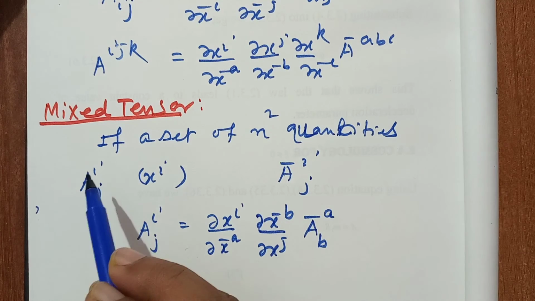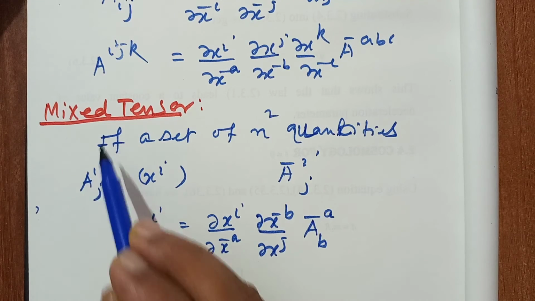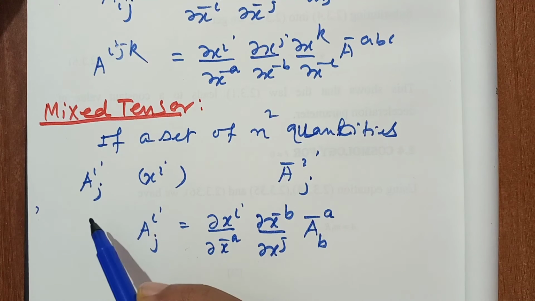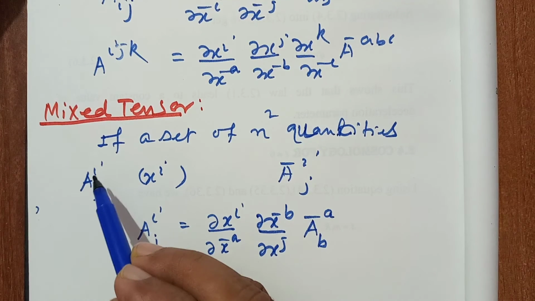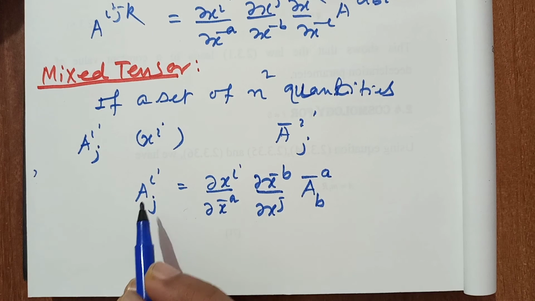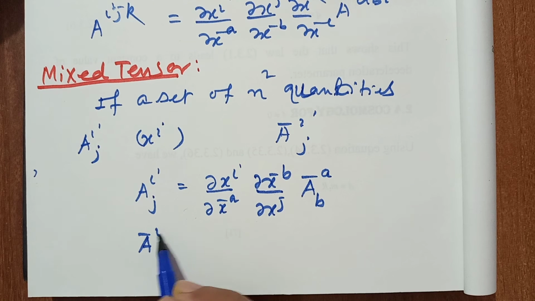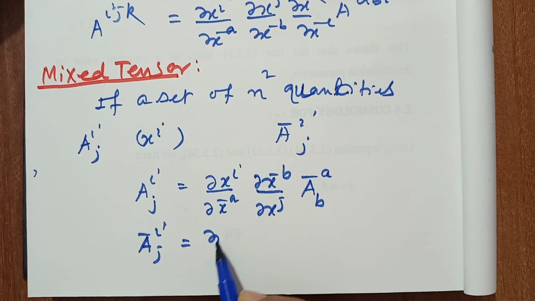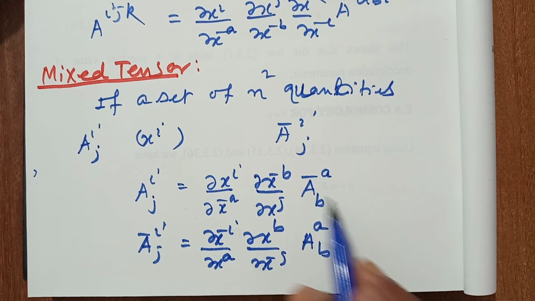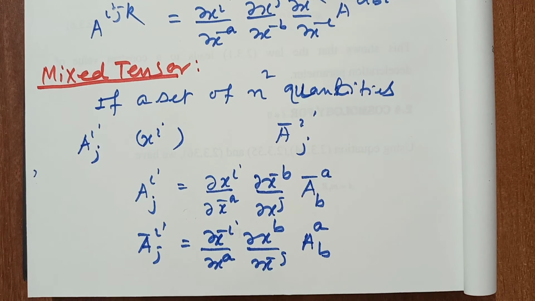Mixed means at least one index in upper and lower position. So this is a mixed tensor of rank 2, because rank means the number of indices in upper and lower positions, taken together. Now, if you want to express it from bar to non-bar, A bar i j is equal to del x bar i upon del x a, del x b upon del x bar j, A a b. Okay, so this is a mixed tensor of order 2.